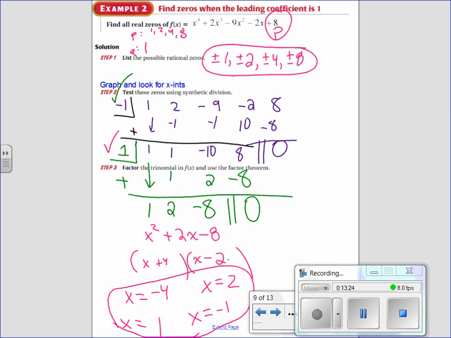Only the quartic will have 4 answers. And all the homework problems are cubics. They only have 3 answers. And so if there's only 3 answers, you only have to do 1 round of synthetic division, and then you'll be ready to rock and roll the factoring.